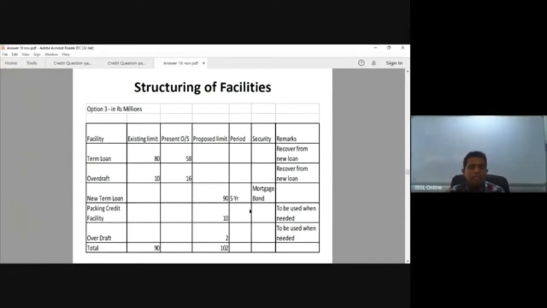In addition, since these companies are exporting, we can introduce a packing credit facility also, 10 million, and an overdraft limit of 2 million, a very small overdraft limit, and we are okay with the 102 million limit.